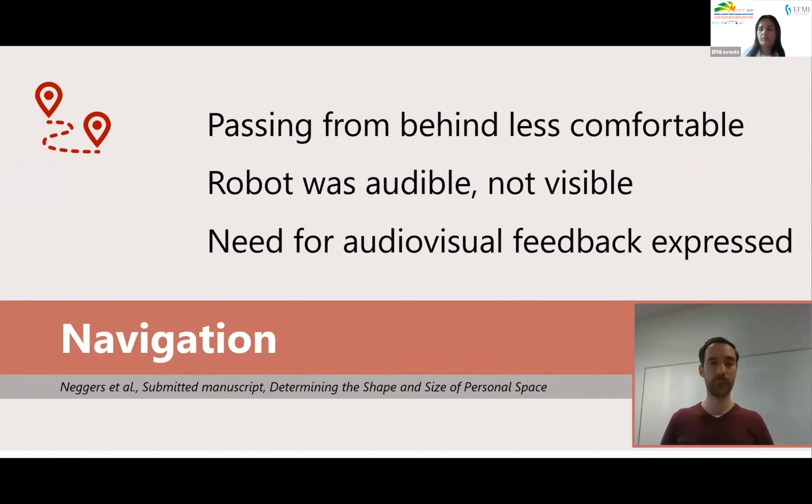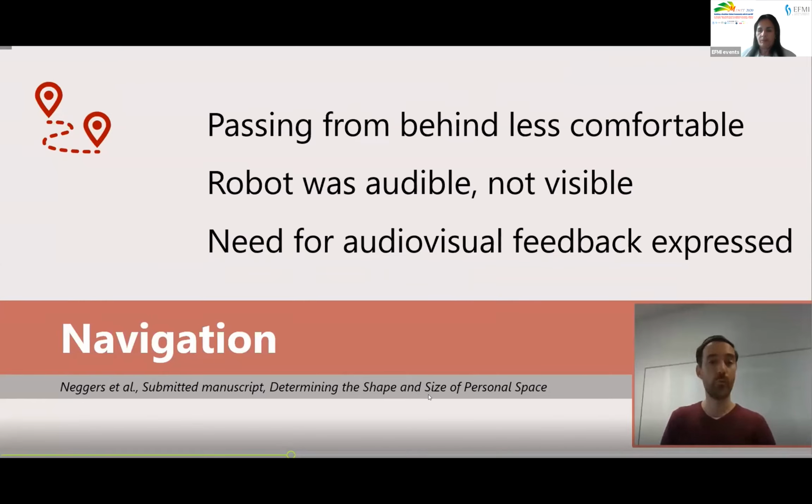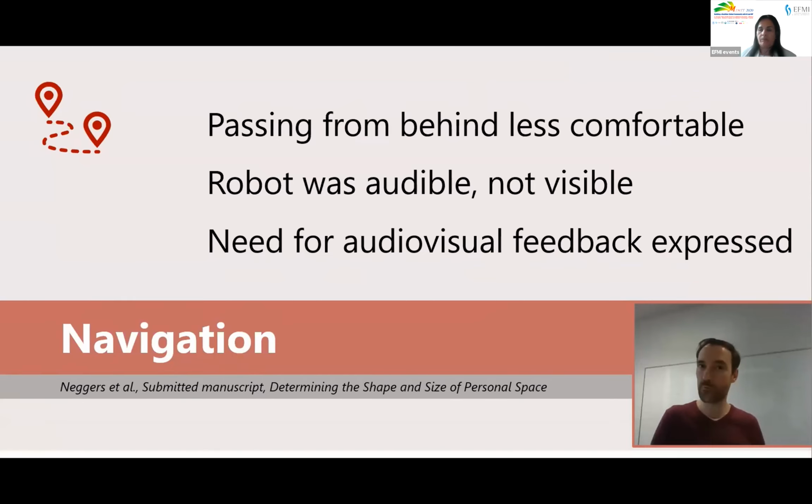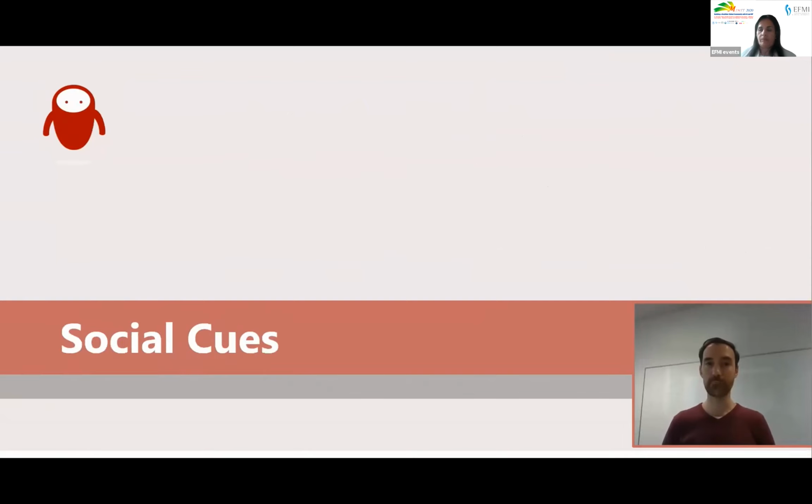So you feel something is passing behind you, you hear something is passing behind you, but you don't see it. And that is why people really expressed that there's a need to get some audiovisual feedback from this robot, where it explains or shows what it is going to do. So people are informed about the behavior of the robot before it passes them on the back. And this brings us to the second theme that I would like to discuss in this presentation, namely social cues. Right? When people express a need for audiovisual cues, we can use social cues for this.